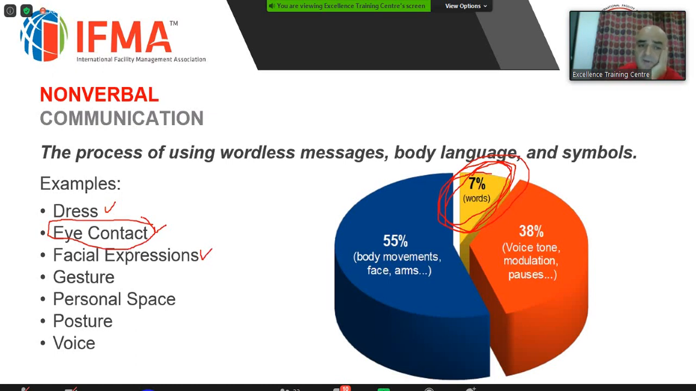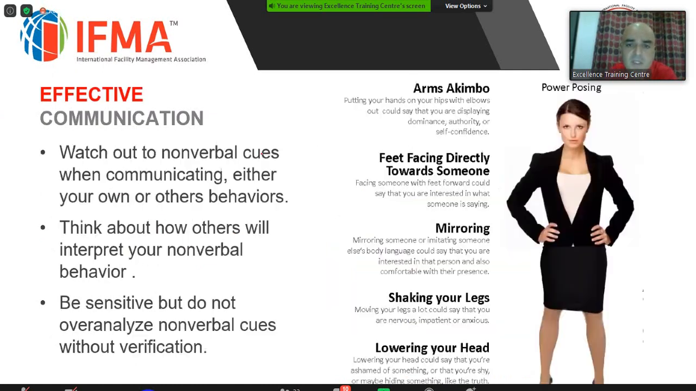The gestures, the personal space, the posture, and voice are important parts of nonverbal communication. So the body language is very important. You can understand a lot of a person from their body language. There are books on the subject. There are several books, and it's a science in itself.